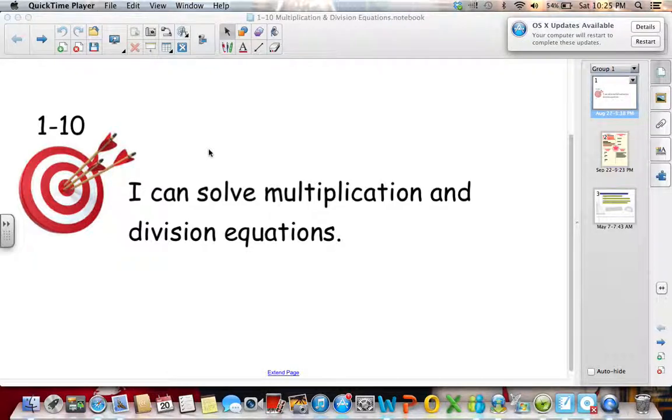Hi, 7th graders. The learning target for this lesson is solving multiplication and division equations, which is lesson 110.